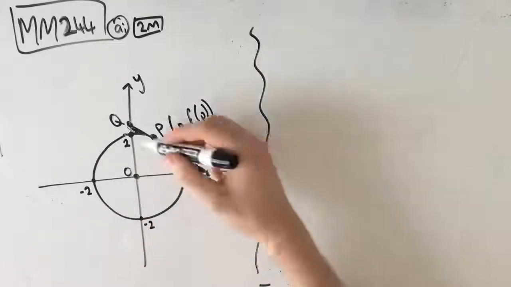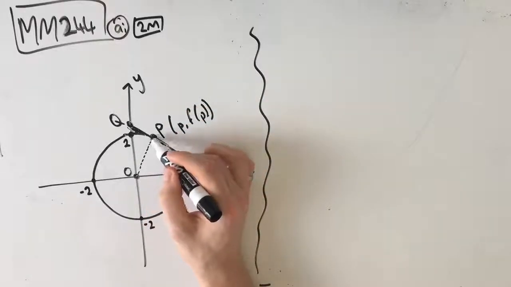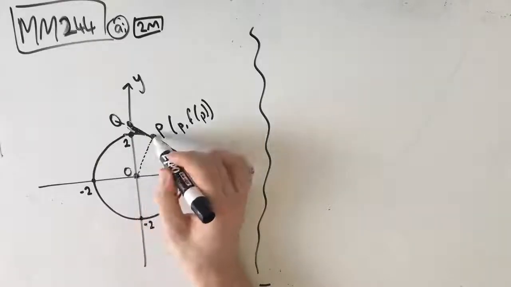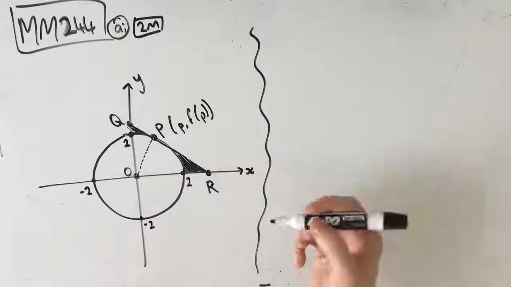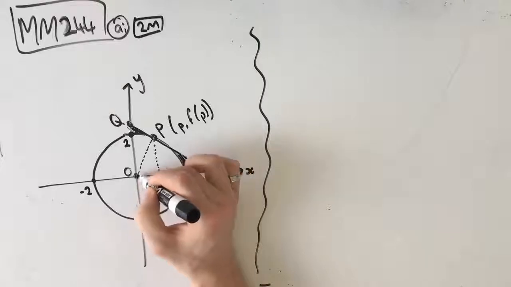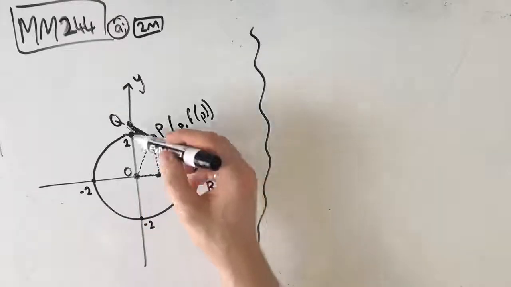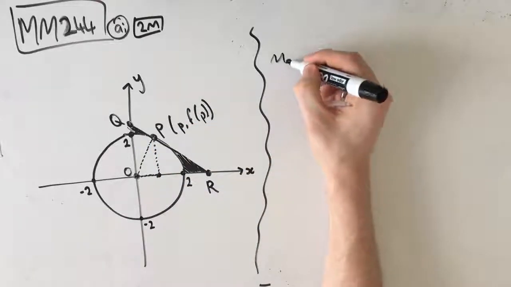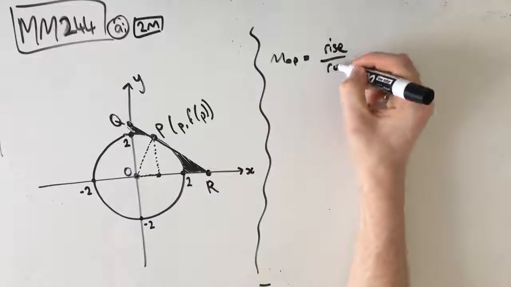If QR is a tangent to the circle, then that means that it's a normal to any radius of the circle, right? So the line OP is a normal to the line QR, because it's a tangent to the circle. So what we're going to do is create a triangle out of this spot here. And because this is a normal, the gradient of QR is the negative reciprocal of that. So the gradient of OP is equal to rise over run, right?